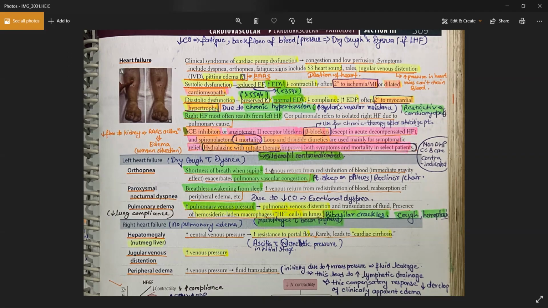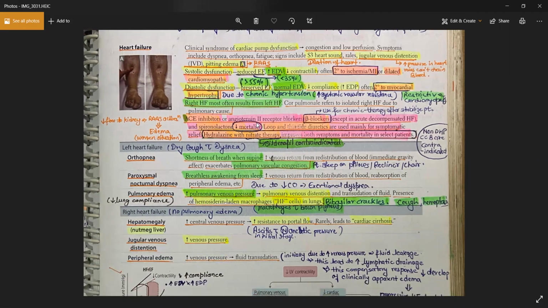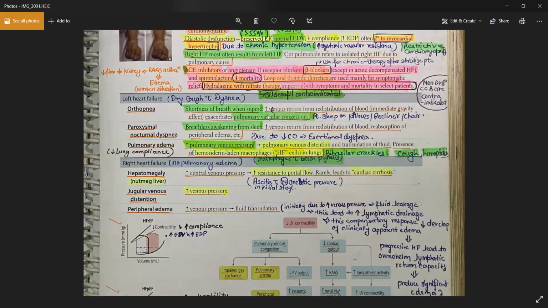It generally happens secondary to myocardial hypertrophy, which could be due to chronic hypertension or aortic stenosis. It could be cases like that. Whenever the patient gets this myocardial hypertrophy, they can always get diastolic dysfunction. And most commonly, right-sided heart failure often occurs because of left-sided heart failure. So what are the symptoms?